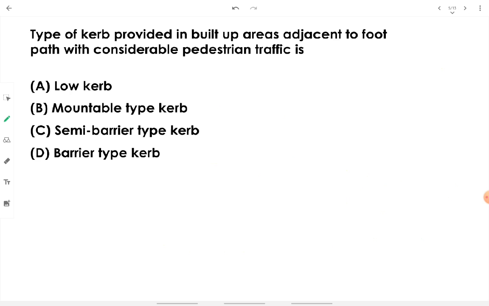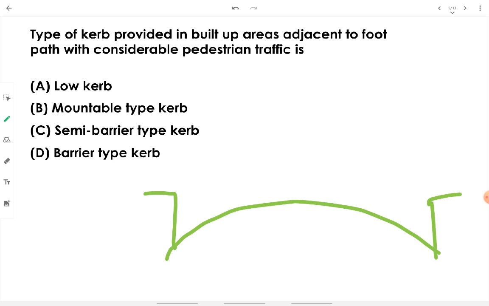Let's go to the next question. The type of curb provided in built up areas adjacent to footpath with considerable pedestrian traffic is barrier type curb. Now let's see what curb is. See, this specific heightened kind of footway is called a curb. Barrier type curb will take care of the vehicle not entering onto the curb. No vehicle will be able to mount the curb.